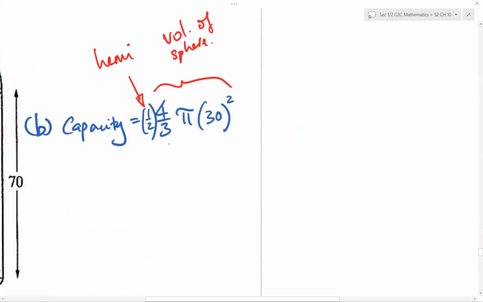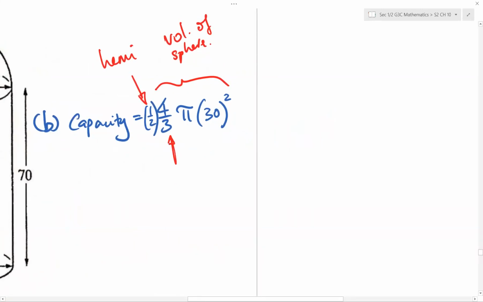So Xinyan, help me out over here. The 4/3, does it have any units? Or is it just a number? Just a number, okay, no units. How about the pi? Does it have any units? No units. What about the 30 over here? Does it have any units? What are the units? cm. Okay, very good.